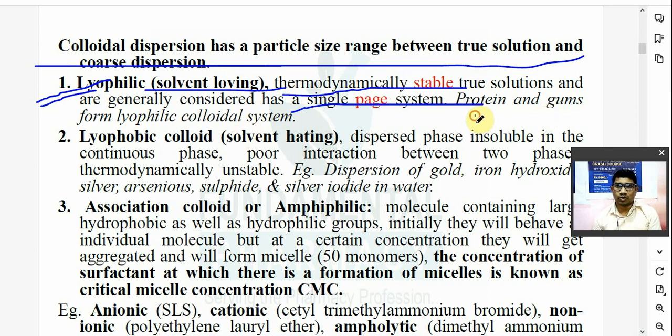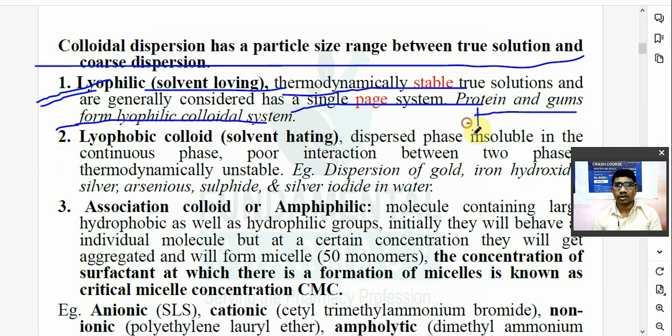For example, protein and gums will form a lyophilic colloidal system. Protein होता है, gum जो दे. So protein will form a lyophilic colloid. Protein is nothing but the natural colloid present in the body. Protein क्या होता है?